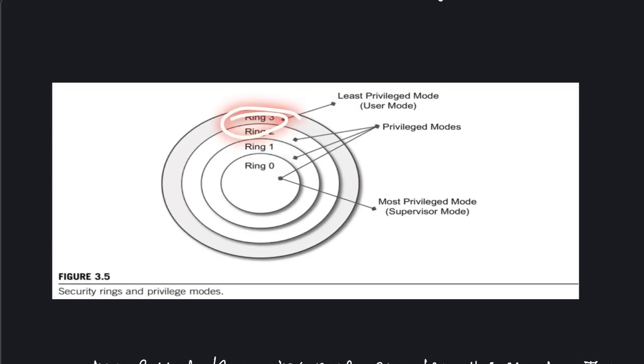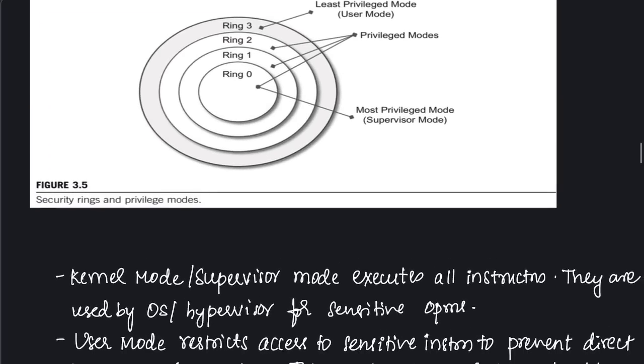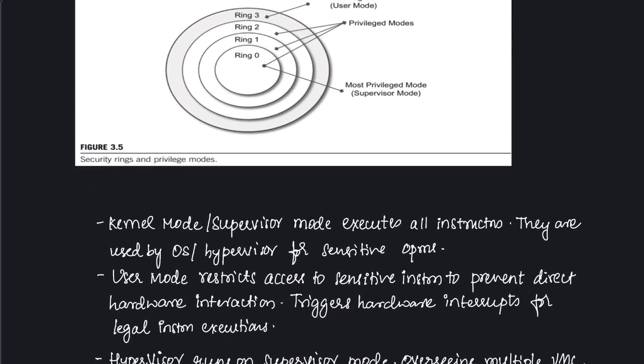Next we have the third level. This is the least privilege. So ring 3 is the least privilege mode. It is also called user mode. So most user applications and non-critical software will run in this particular ring. So this is how the security rings and privilege modes work.